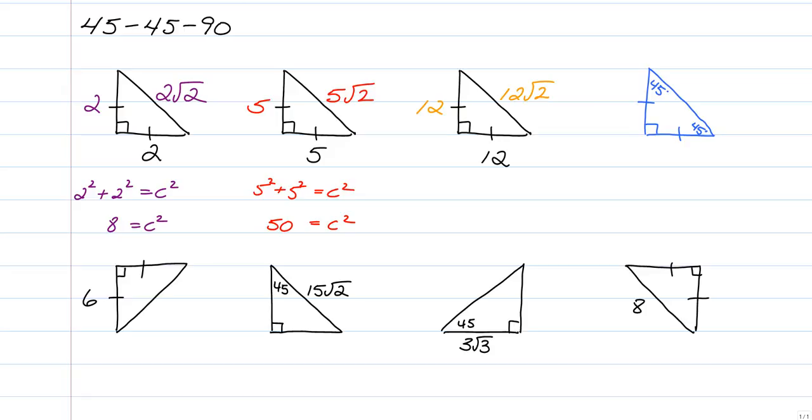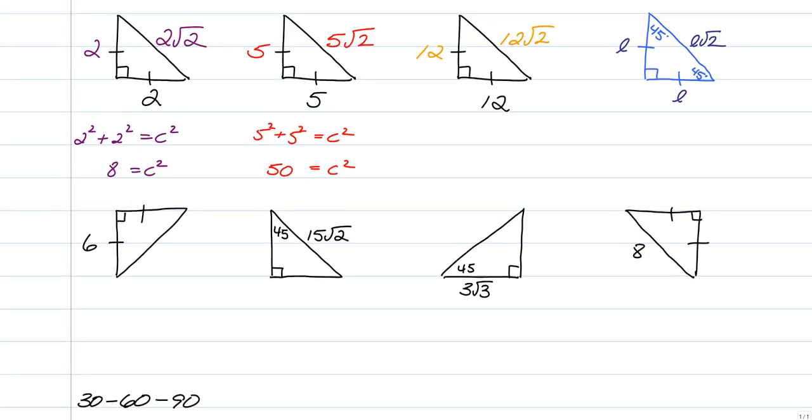Now you will hear different teachers tell you different ways to label the pattern. I've heard x, x, x root 2, a, a, a root 2, 1, 1, 1 root 2. There's so many different ways to do it. There is no right or wrong way. I personally use L and L root 2 because the sides of an isosceles triangle that are congruent are called legs. So these would be the leg, and this is whatever the leg is times the square root of 2. And you will have your pattern.